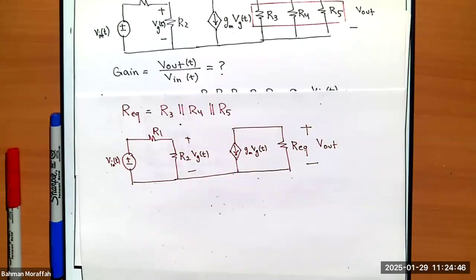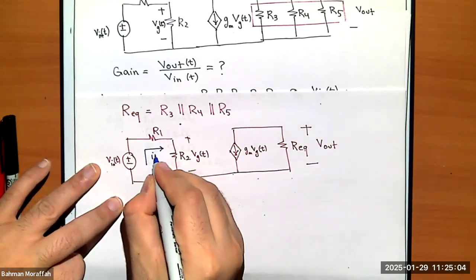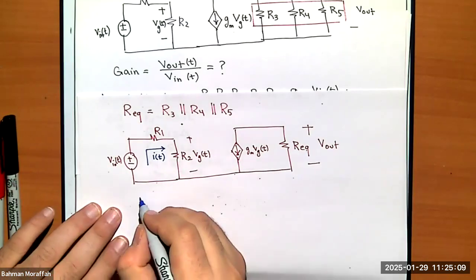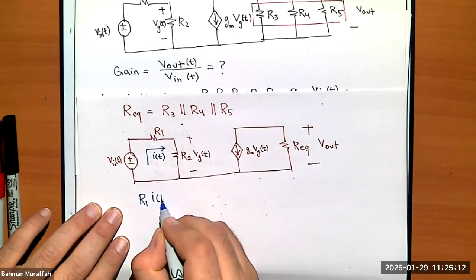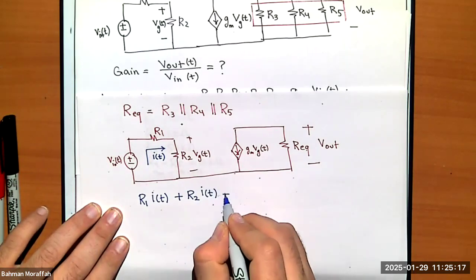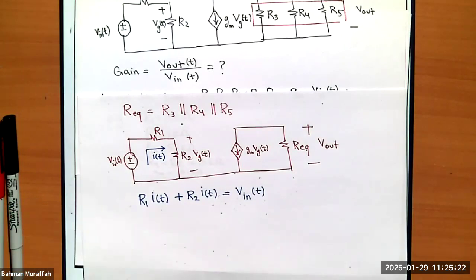If you look here, this is a dependent current source, which is being controlled by a voltage in the circuit, which is the voltage across R2. So I have to be able to find that VG of t. Well, let me write a KVL here. If I write a KVL here, what do I have? I have R1 times IT plus R2 times IT. That should be Vin of t, right?